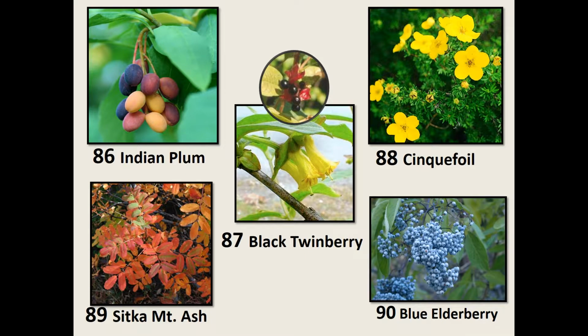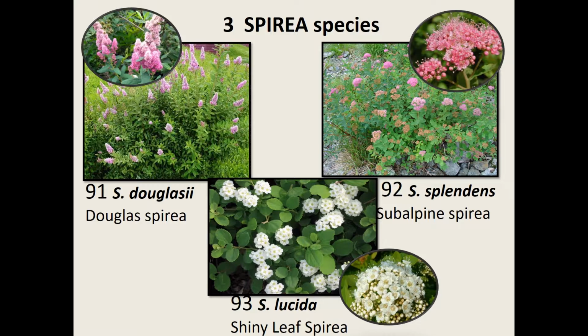Deciduous shrubs are diverse in size, blooms, fruits, and fall color. Indian plum and twinberry have fruits better left to the birds. In the Pacific Northwest, we have three species of spirea. Douglasii is the most common in our lowland environments. It really thrives and spreads in wet environments, but in drier areas it won't get so out of control. Splendens and lucida are shorter shrub options and have either pink or white flowers.